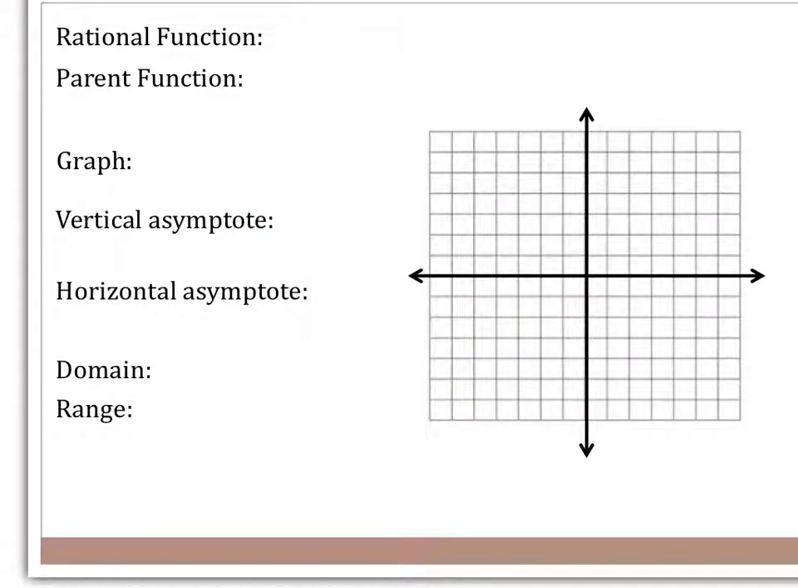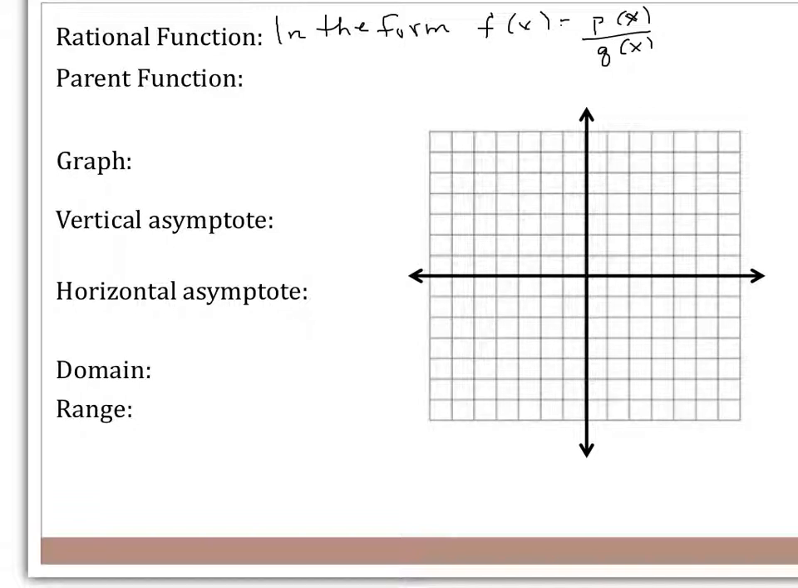A rational function is in the form f of x equals p of x over q of x. It should not be said, but I'm going to: q of x cannot be equal to 0.